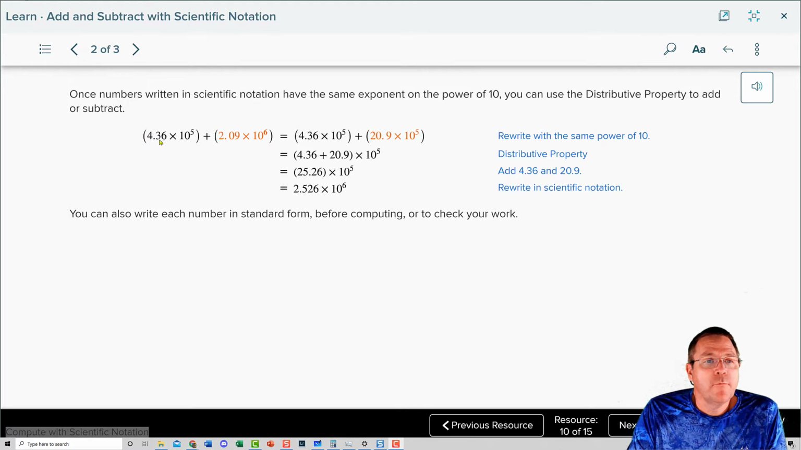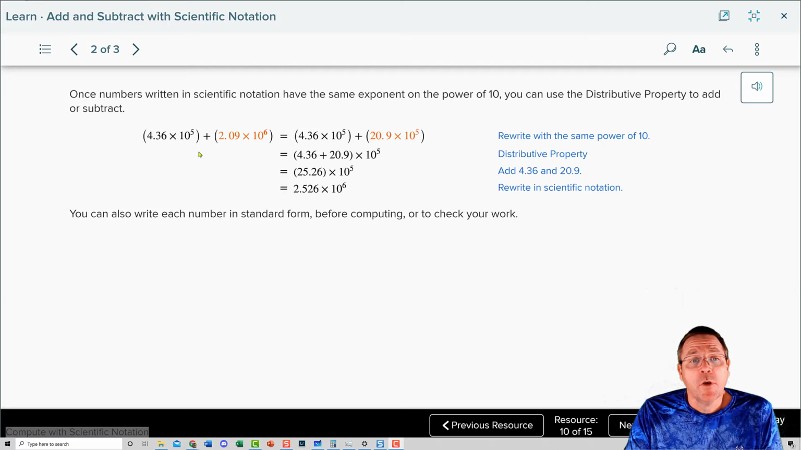So here I have 4.36 times 10 to the fifth and 2.09 times 10 to the sixth. So we either need to change this one so that it is a 10 to the sixth, or this one so that it is a 10 to the fifth. And they chose to change the second number. They wanted the exponent to go down, so since the exponent had to go down, they had to bounce the decimal one space to the right, which gave them 20.9 times 10 to the fifth.